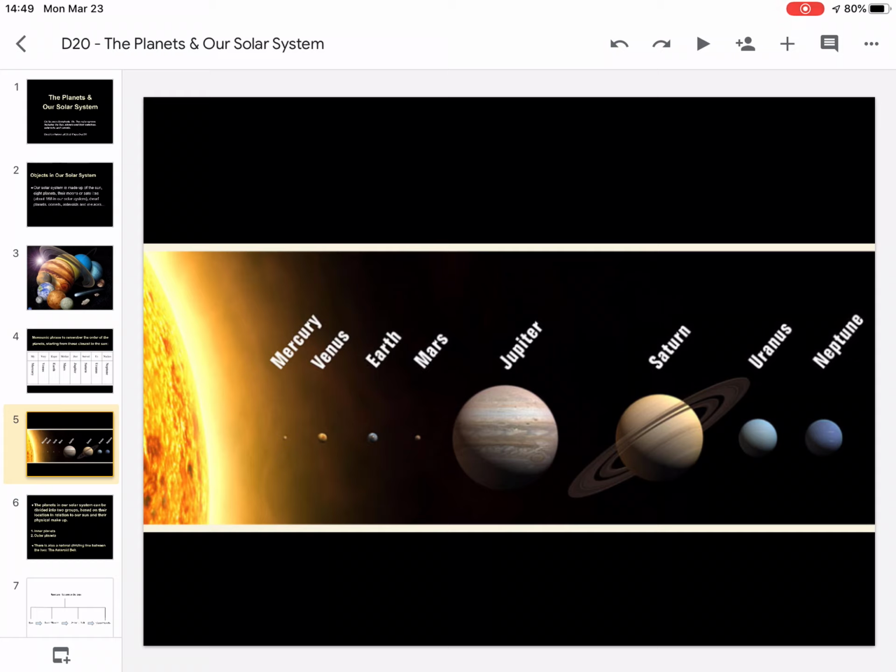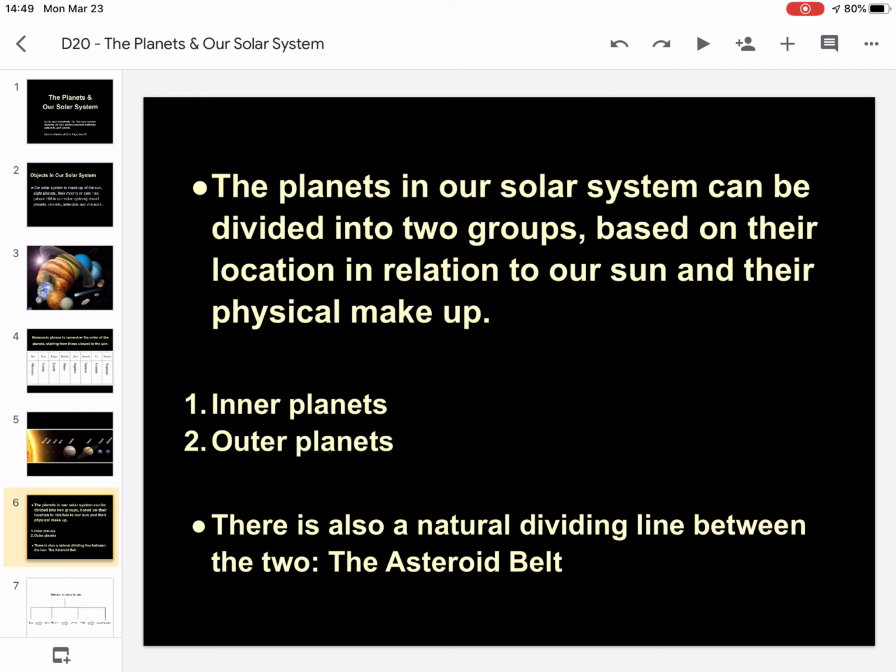So, here are the planets in order. You can kind of get a relative idea of the size. Mercury really small compared to the sun. Venus a little bigger. Venus and Earth about the same size. Mars, Jupiter, the largest of our planets. Saturn, Uranus, and Neptune. The planets in our solar system can be broken down into 2 types of planets.